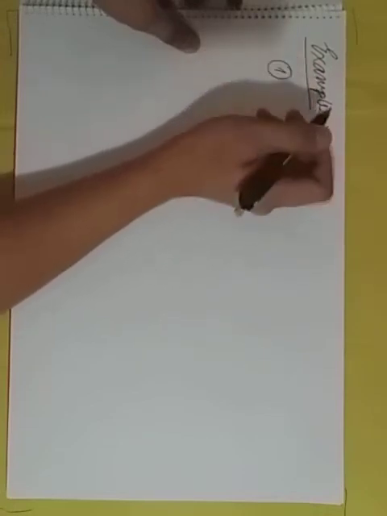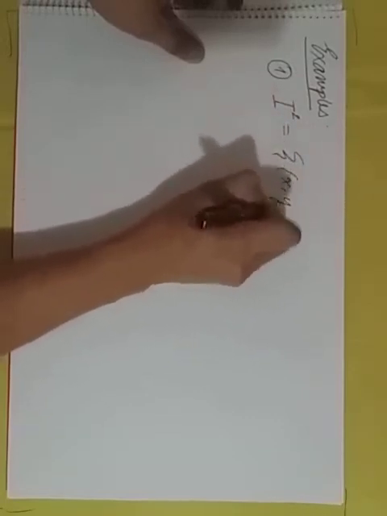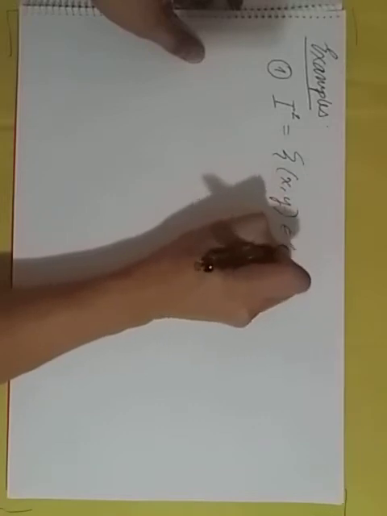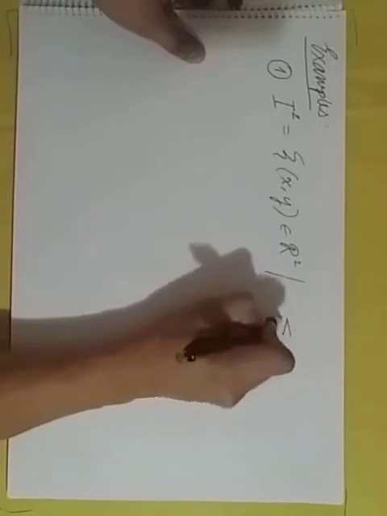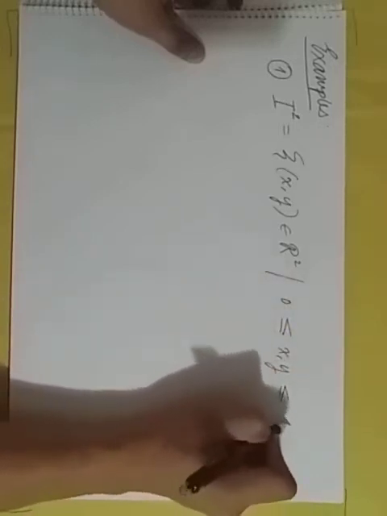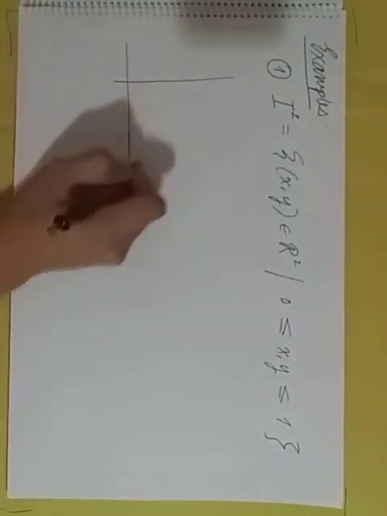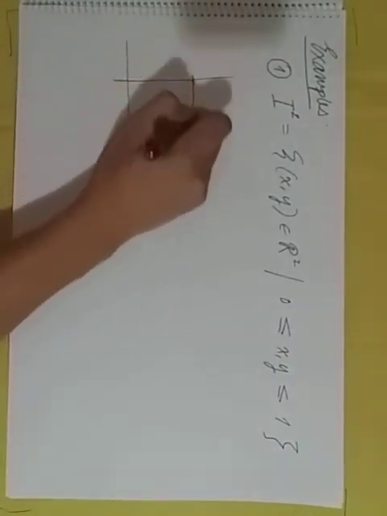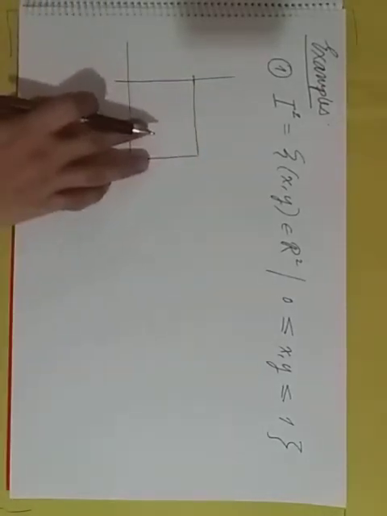So number 1, let's consider the unit square. So this is the set of ordered pairs such that yung x and y they range from 0 to 1. So parang ano no, so kung ito yung 0, ito yung unit square. So this square.